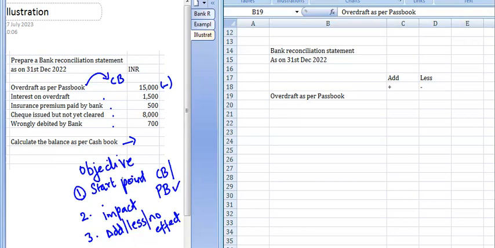So the third is the decision making. Now we have fixed the objective at the start point, that is, it is a passbook. Next, we will look into the impact. Interest on overdraft. Will it be there in the cash book or not? No, they will not be aware. So what we need to do is nullify this impact in the cash book. For that, the interest on overdraft, which is an expense, right? This expense needs to be reversed. So expense in the passbook is a negative, so reversing it is a positive.